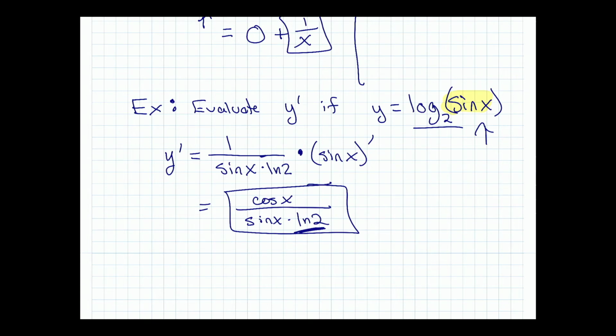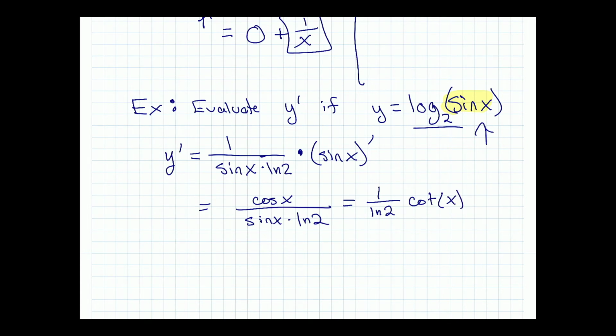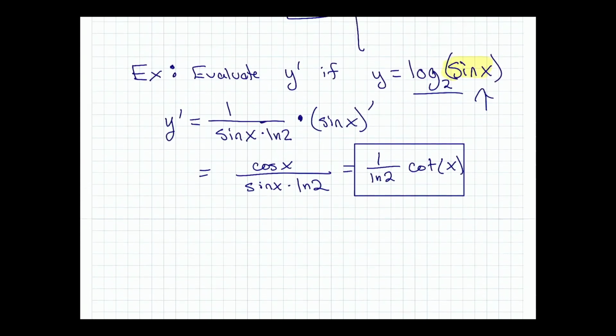Yeah. Now what else can you do here? You could simplify this a little bit, couldn't you? You could say you have a cosine over a sine. Well, what's a cosine over a sine? That's like a cotangent. So you could actually say that this is 1 over ln 2 cotangent x, if you wanted. Why? I don't know. But you could do it. So, yeah. It's getting a little more complicated.